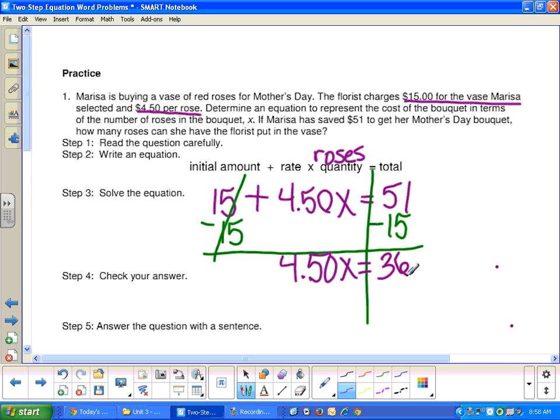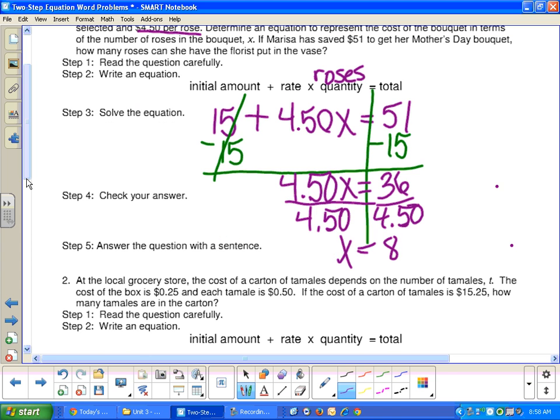36. And what do we do to get rid of the 4.50? Divide. So I'm going to divide both sides by 4.50, and x is equal to 8. So if we check it, 4.50 times 8 plus 15 gives us 51. That's true. And what are we going to write as far as our answer in the sentence? What do we find? The roses. How many roses can she buy? She can buy 8 roses.